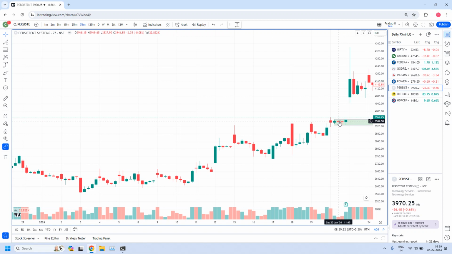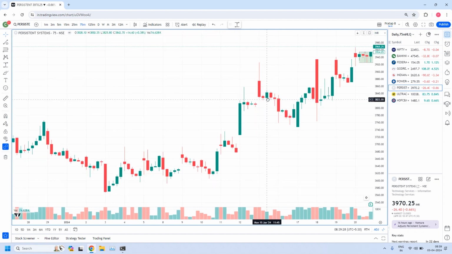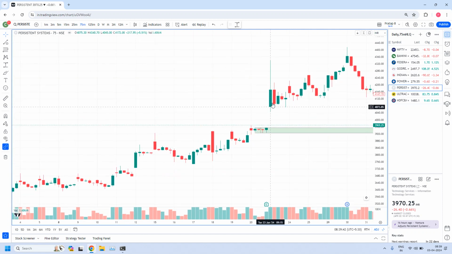On 20th Saturday, the special trading day, this zone is created. All these candles are Saturday's candles. All the base candles are from Saturday. Even this leg-in candle is also from Saturday. After that, a rally candle. Actually, this zone should fail, right?